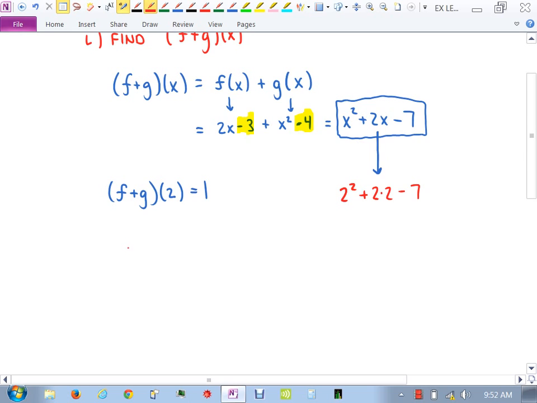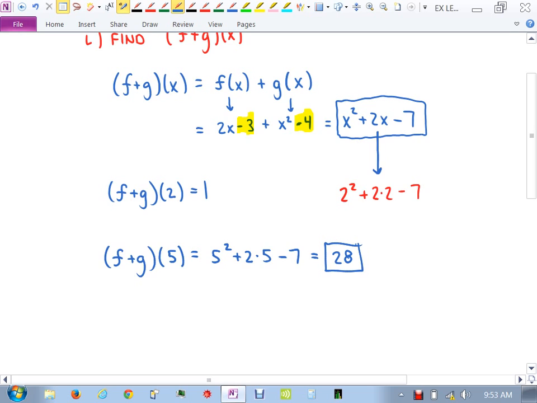Okay. So now if I ask you, what's f plus g of 5? I could say, okay, f, tell me what you get when you get 5. Then g, tell me what you get when you get 5. And then add them together. Or I could just plug it into this and it would be the same thing. So I'm going to go the short way. It's 5 squared plus 2 times 5 minus 7. That's 25 plus 10, 35, take away 7, 28. We should get 28.